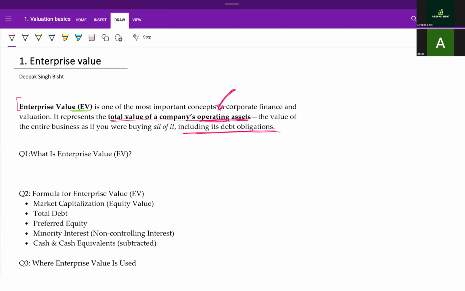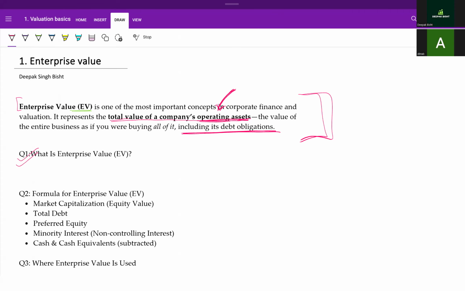So the first question we have answered: what is an enterprise value? We have discussed enterprise value, and this is pretty much it. If you're going to buy the company, how much will you pay for the company?